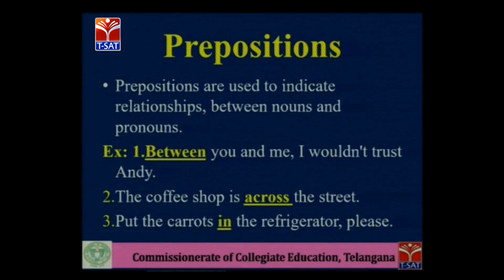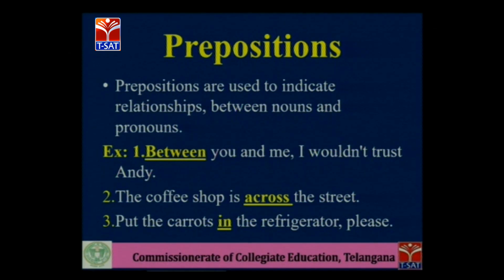So in the first example, between you and me, I wouldn't trust Andy. Here we have two, that is you and me, and we usually use between when we are mentioning two places or two objects or two persons. Hence between is a preposition here. And in the next example, the coffee shop is across the street. So here across is a preposition as it is showing the relationship between the coffee shop and the street. And in the next example we have, put the carrots in the refrigerator please. So here in is a preposition.